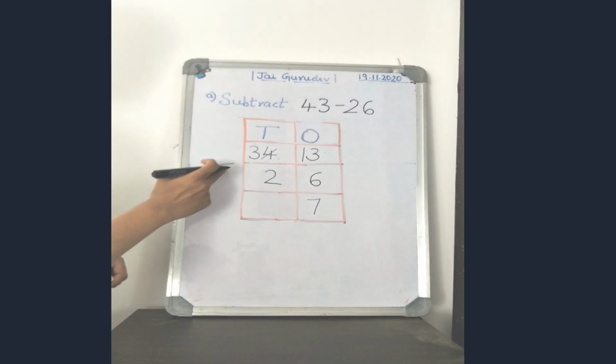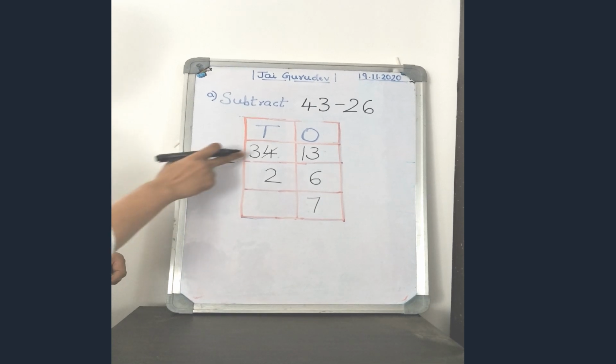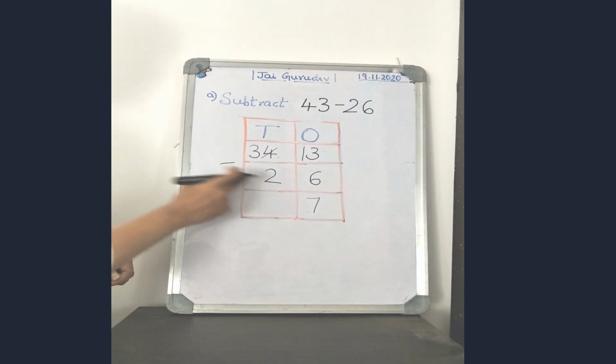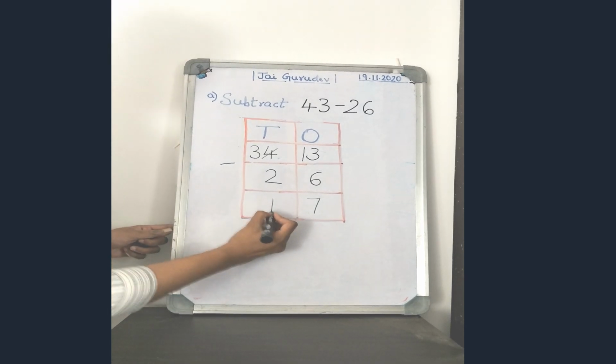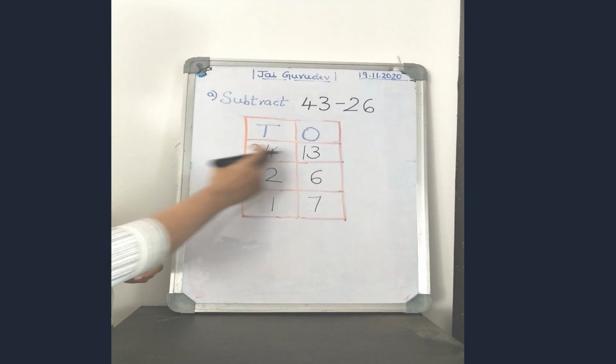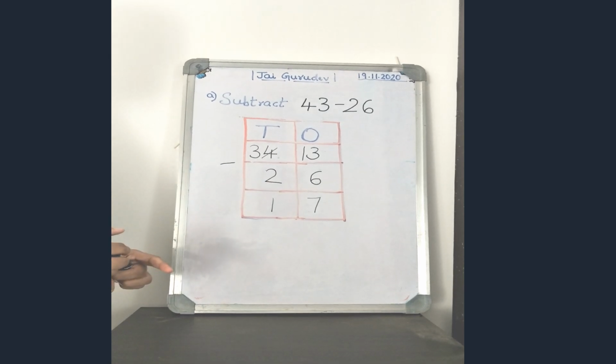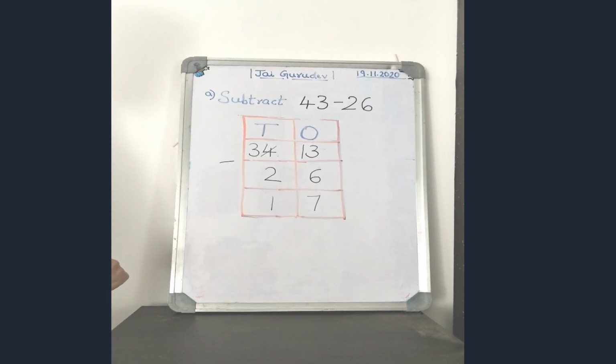And how much is 3 minus 2? Here we have the bigger number on top. So 3 minus 2 is 1. Very good. So 43 minus 26 is 17. Did you all understand, children?